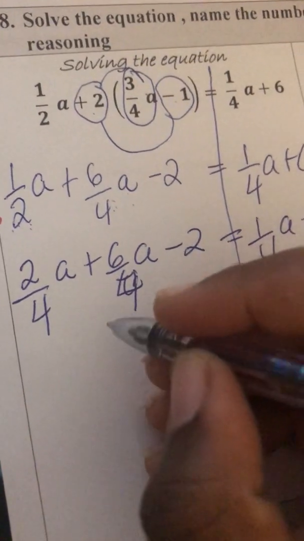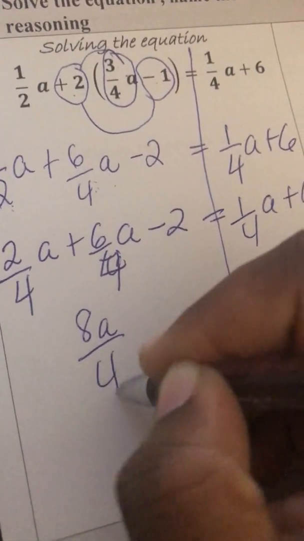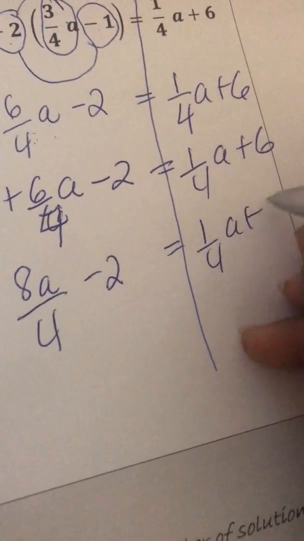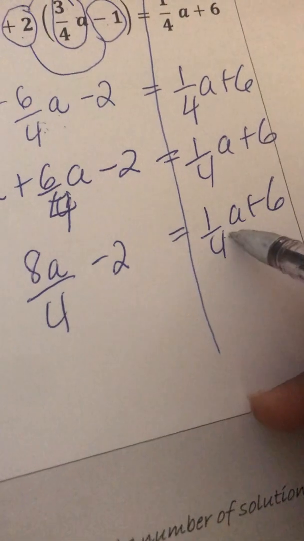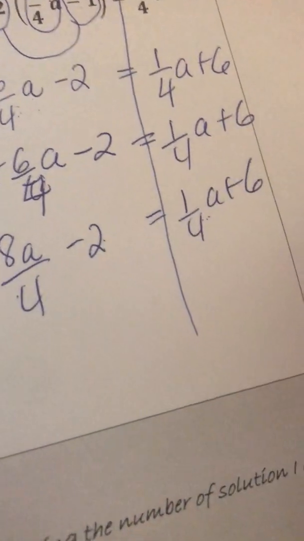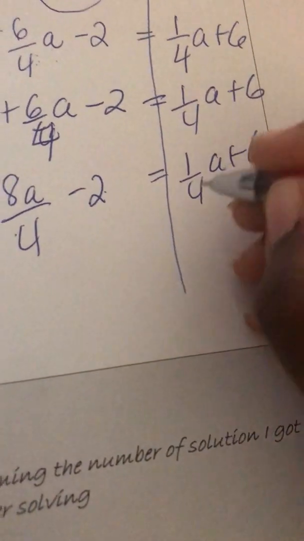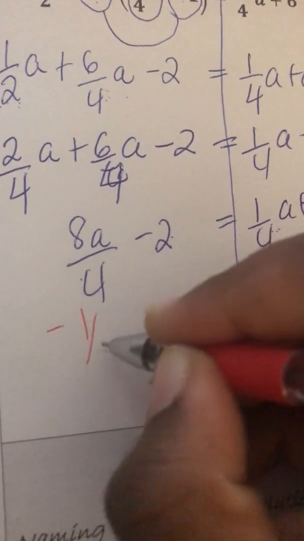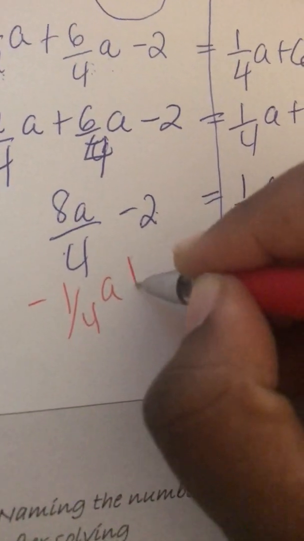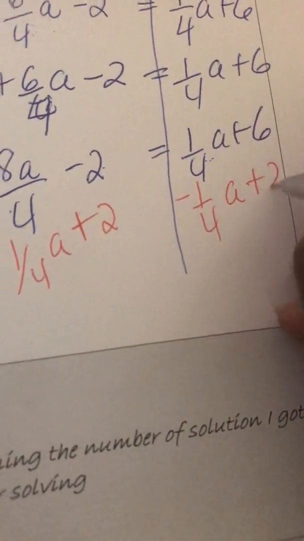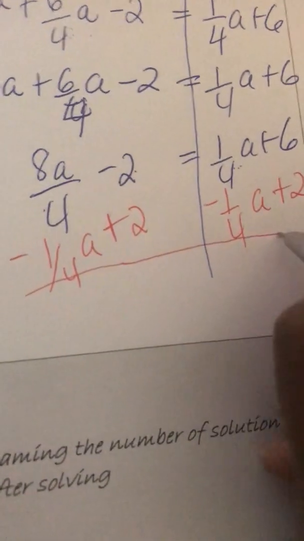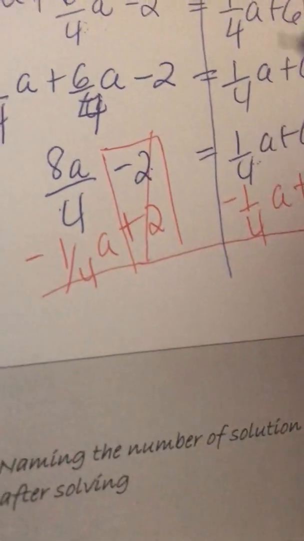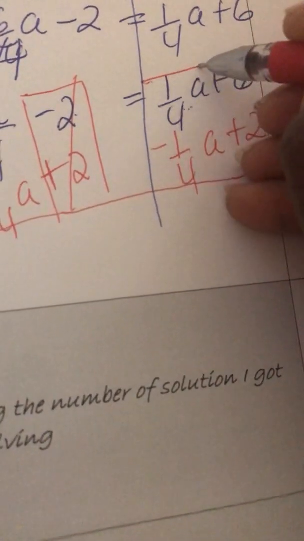2a plus 6a is 8a. 8a over 4 minus 2 is equal to a quarter a plus 6. Bring my letters to the left, my numbers to the right. So I will minus a quarter a from both sides, and I will add 2 on both sides. I told you, do very few steps. If you do very few steps, you'll have very few mistakes. So this and this one go away.